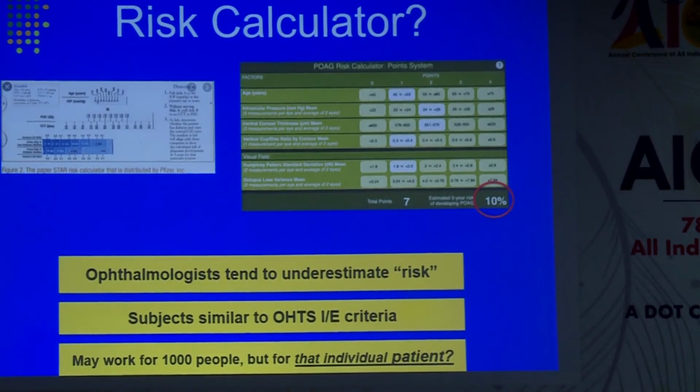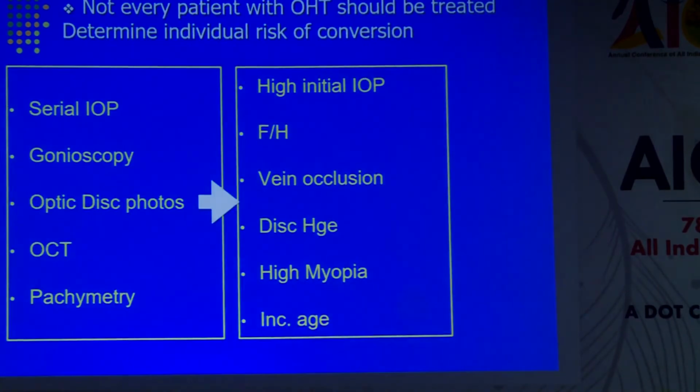Now, they are basically used because we as ophthalmologists tend to underestimate the risk. If you have a patient sitting in front of you, you'll say that possibly the risk is less. But when you calculate it with these calculators, the risk is actually much higher as compared to what you clinically estimate. But the caveat here is that the subject should be very similar to the OHTS inclusion-exclusion criteria. That is sometimes not possible with the patient sitting in front of you. It may work for many people, but for that individual patient, you're not very sure that the calculator is actually working or giving you information on whether the patient is converting or not.